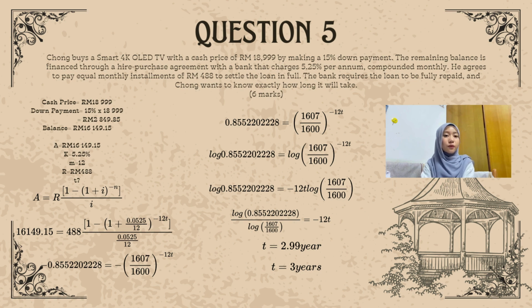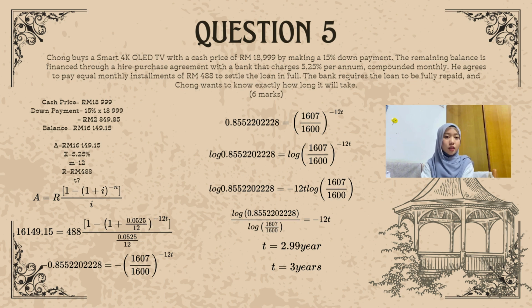The interest rate is 5.25% per year and will be compounded monthly. The monthly installment is 488 ringgit. So we want to find the time T in years. To find the repayment time, I use the present value of an annuity formula. First, I multiply the amount financed by 0.0525 over 12, then I divide by 488 ringgit. Then I simplify the equation step by step.